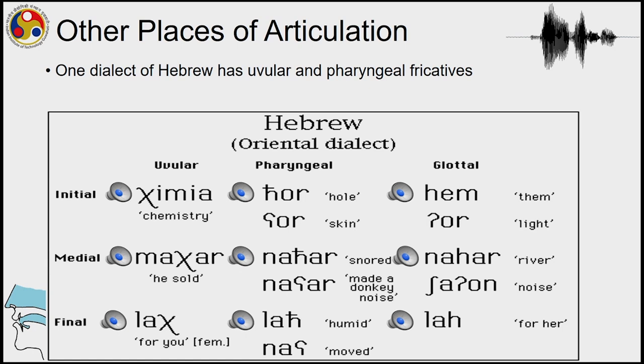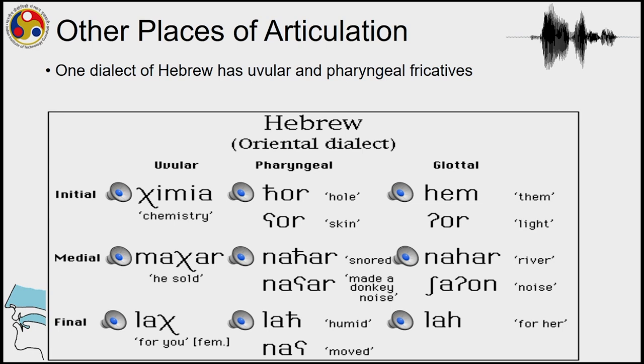So after palatal, languages can also have uvular and pharyngeal fricatives. So Hebrew can contrast in terms of uvular and pharyngeal. Let us play a few Hebrew sounds to hear how different the sounds are.